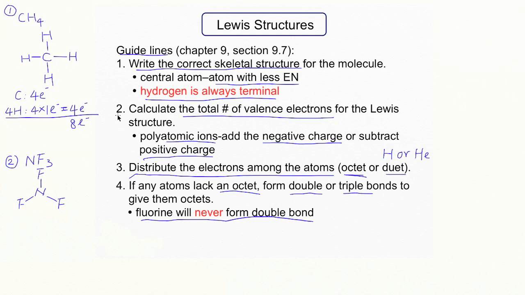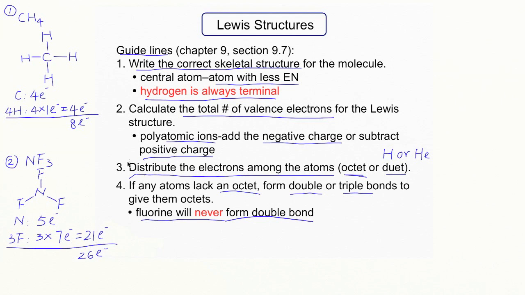Let's go to step 2, total number of valence electrons. Nitrogen, 5. Group 15, so 15 minus 10, that is 5 valence electrons. Fluorine, you have 3 fluorines. Each fluorine has 7 valence electrons because 17 minus 10 is 7. Because you have 3, 3 times 7 electrons is 21. So in total we have 26 electrons.